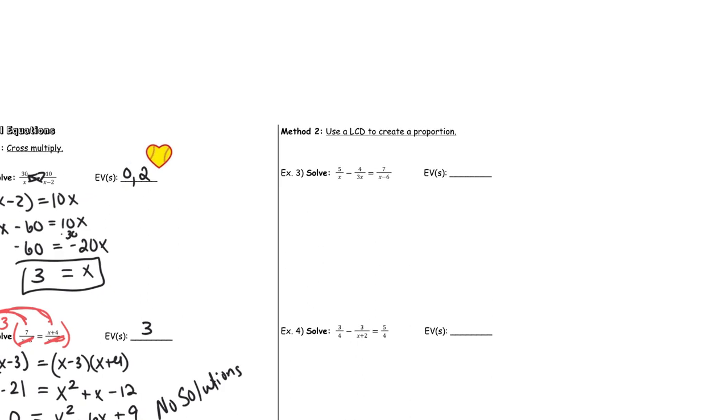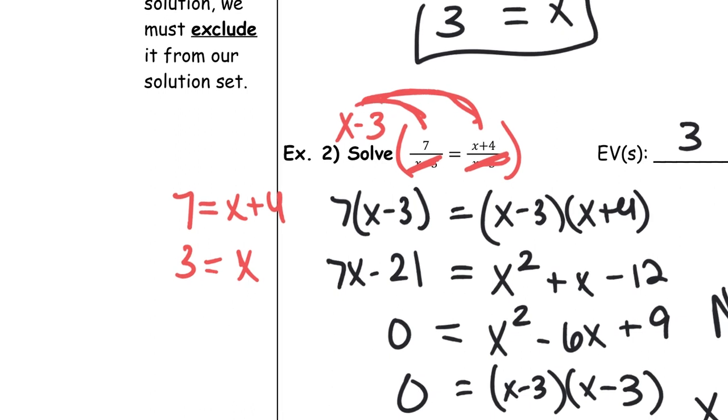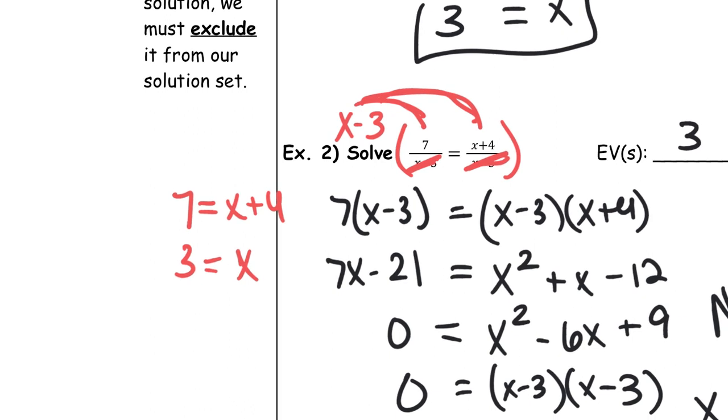Okay. So, how did I get 3? Subtracted 4 from 7.